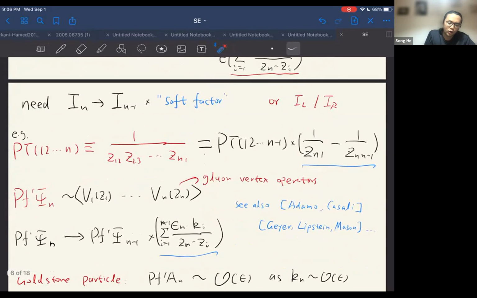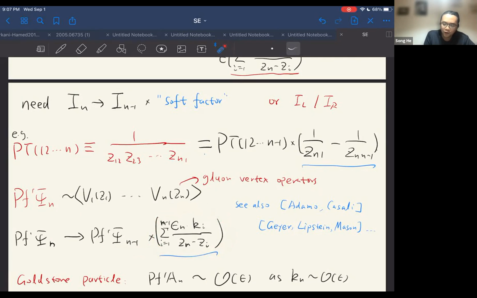And then the more non-trivial one is this so-called Pfaffian factor, which is needed for gluons, each carrying a polarization, spin one particle. They are essentially given by correlation functions of vertex operators in the type I theory. Okay, so they can be written nicely as a Pfaffian, and in the soft limit, it does factorize into the (n-1)-particle Pfaffian times this factor.